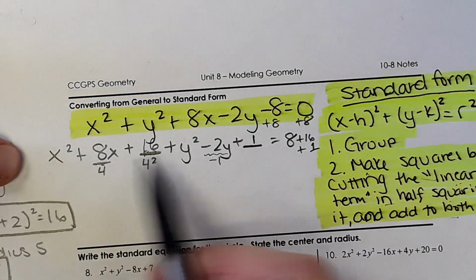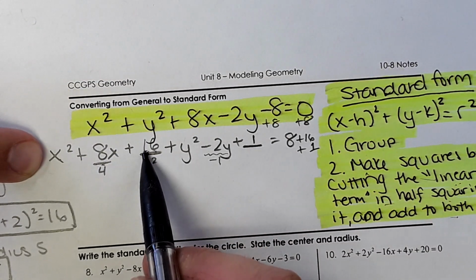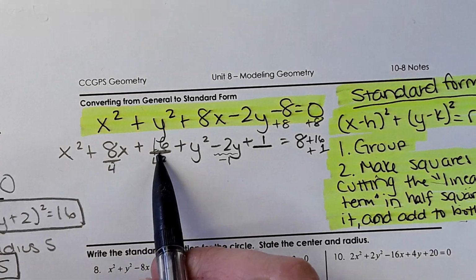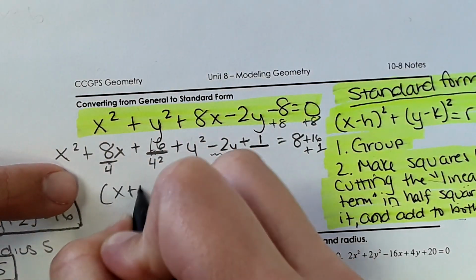Now what we're going to do is just break this into factors. So now x plus 4 would give you the factors for this. So this would be x plus 4 squared.